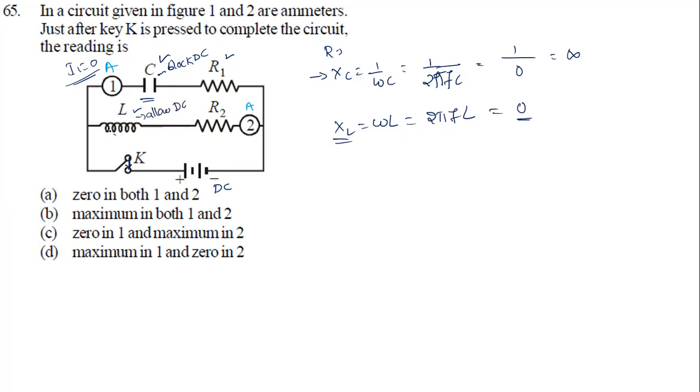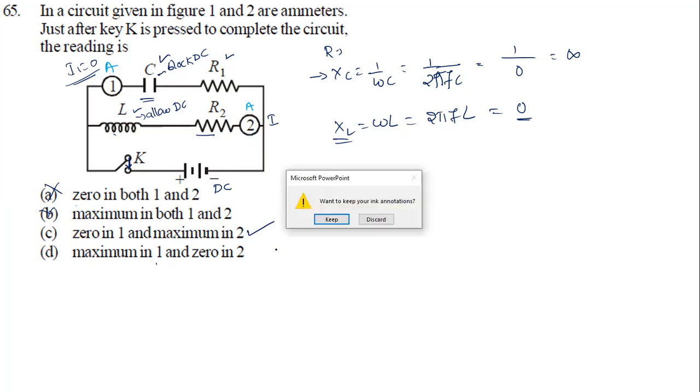As it allows DC, of course there is a flow of current through the resistor. So you get current in the second ammeter. In the first ammeter, there is no current. Look at the options now. 0 in both cases, no, there is current in the second ammeter. Maximum in both cases, no, there is 0 in the first ammeter. 0 in 1, of course, correct. Maximum in 2, okay, this is correct. Maximum in 1, no. Minimum in 1, 0 in 2, no.